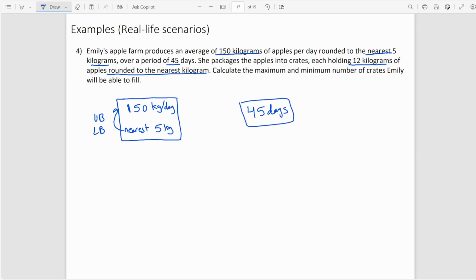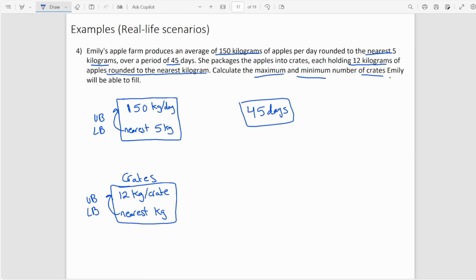And each day, what she does basically is that she empties those apples into crates. And each crate holds 12 kilograms. That's 12 kilograms per crate, okay? And this is to the nearest kilogram, right? So since it's also rounded to the nearest kilogram, that means the amount that each crate holds has an upper bound and a lower bound, okay? Now, we want the maximum and the minimum number of crates Emily will be able to fill.